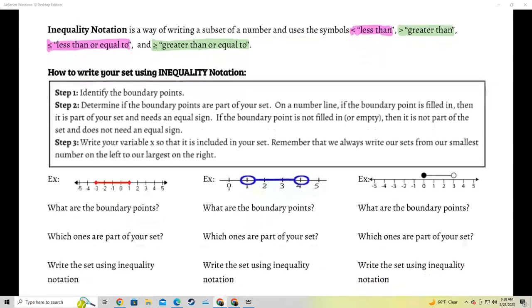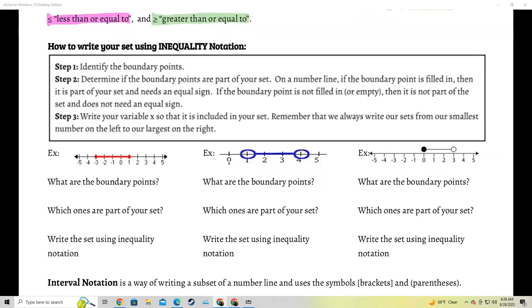Okay, so here we go. Here are three different examples. I'm going to go ahead and try to write each one of these sets using inequality notation. So first thing they're going to ask me is where are the boundary points? Where does my set start and where does it end? Well, I can tell by those dots that the boundary points are right here at -3 and right here at 1, right? Those are where it starts and where it ends.